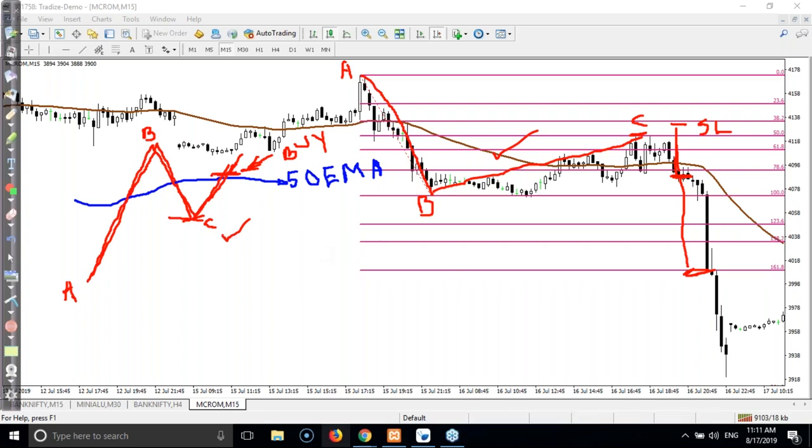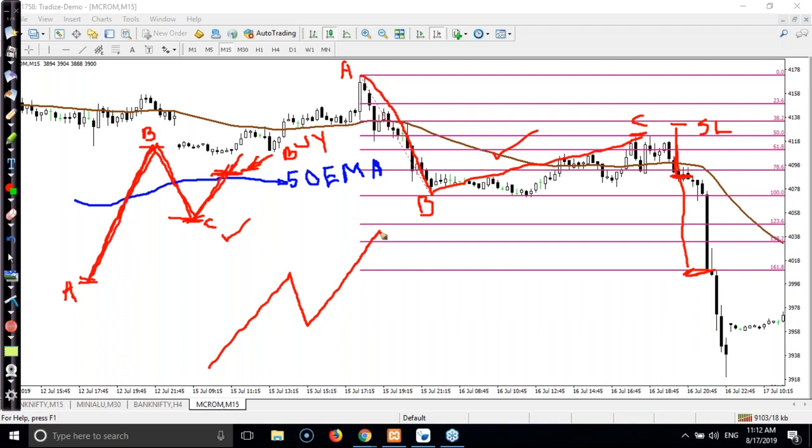So now we can see here, this is the A point. This is called an impulsive wave, right? This is the A point, and this is the B point, and this is the C point. And here is running the exponential moving average. When price breaks this exponential moving average after doing the retracement, remember, after doing the retracement, that means this is an impulsive wave, this corrective wave is completed, and again they are creating an impulsive wave.